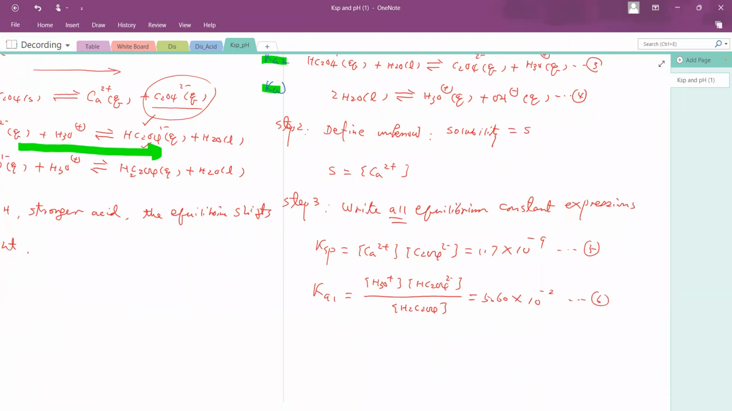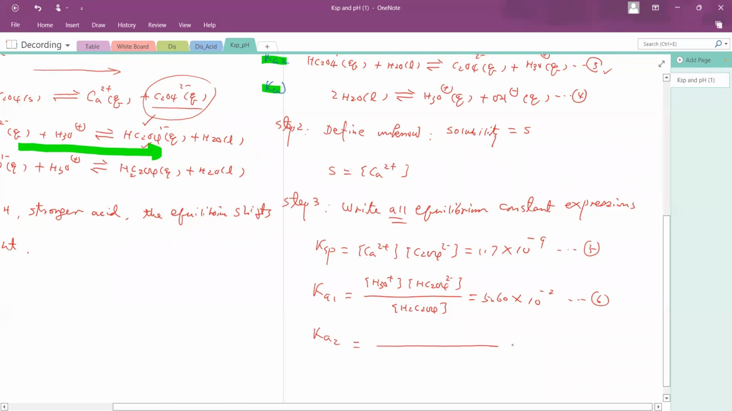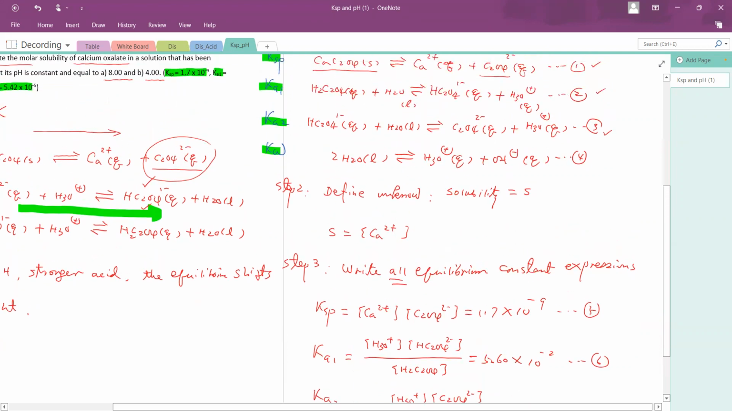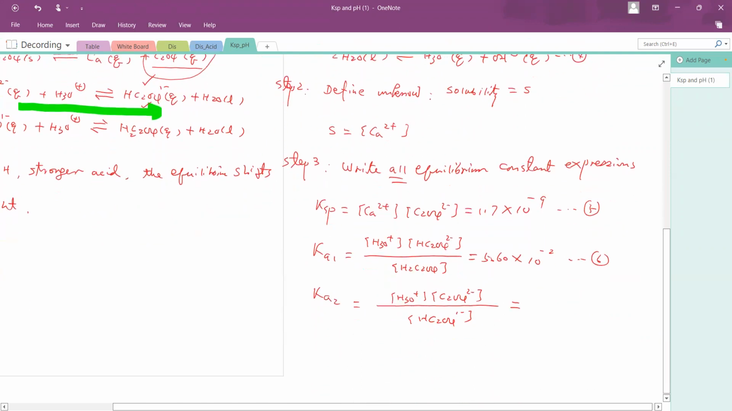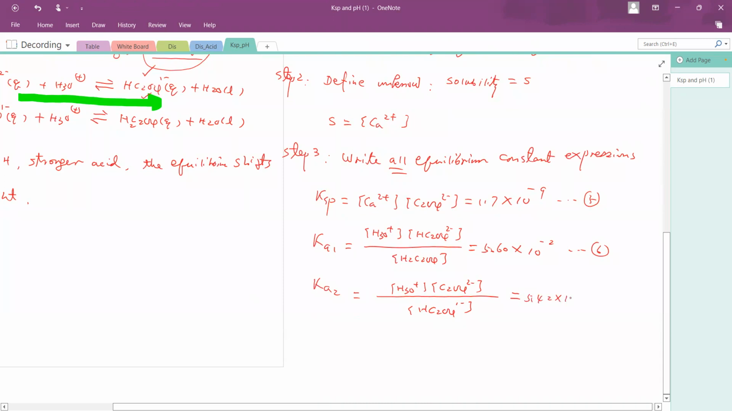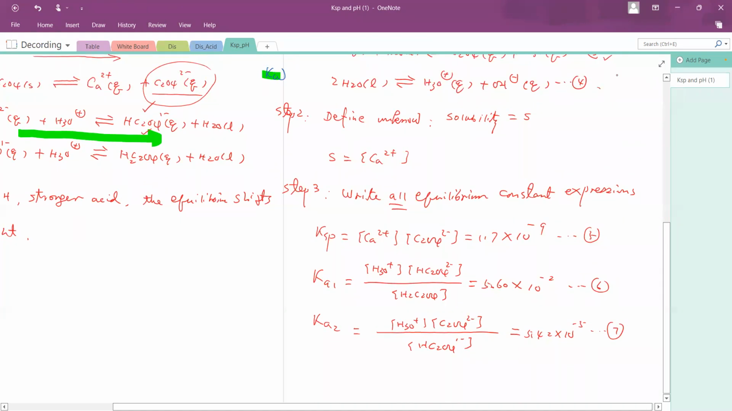Now we are going to use equation 3. We are going to write Ka2 the same way, which equals 5.42 times 10 to the minus 5, equation 7. Now, let's use equation 4, which is Kw, 1.0 times 10 to the minus 14, equation 8.